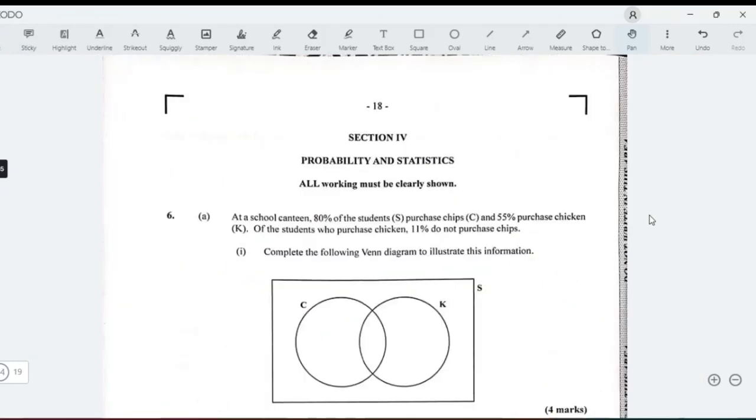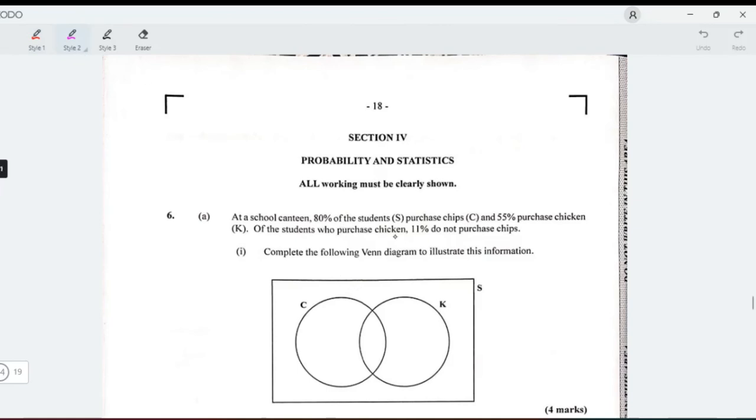That finished our question 5. Question 6, statistics and probability. So it says, at school canteen, 80% of students purchase chips. 80% purchase chips. 55% purchase chicken. So, chips is which letter? Chips is C, and 80% purchase chips. And it says 55% purchase chicken.